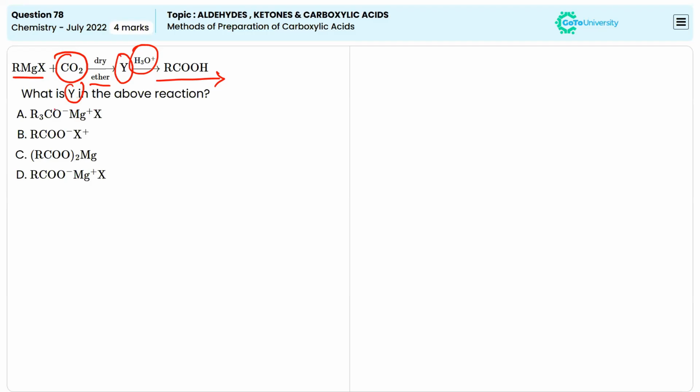Okay. So first we have to write the overall reaction, that is RMgX reacting with CO2. CO2 is like this. This carbon is bonded to two oxygens by double bonds. And we have the RMgX, the Grignard reagent, as well. In the Grignard reagent, the R group is negative and the magnesium is positively charged. So in the first step, the R group attacks the carbon and the double bond moves to oxygen. That is the reaction with the Grignard reagent, right?